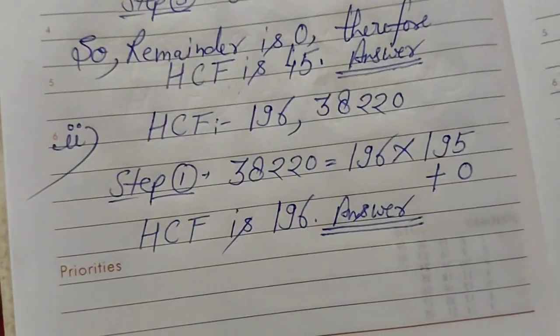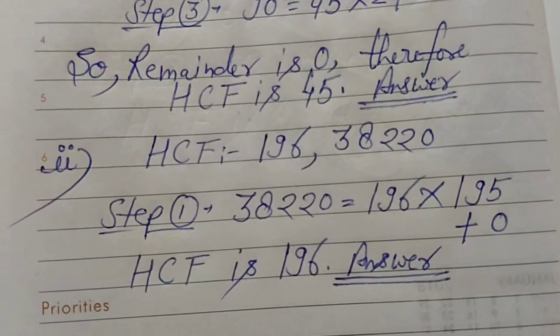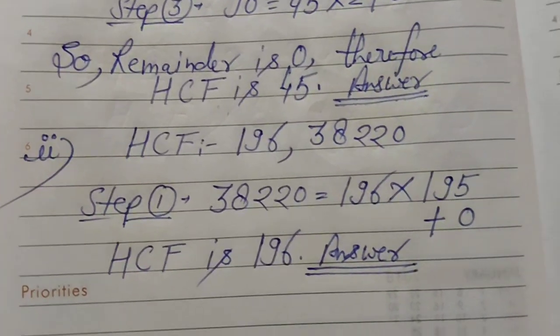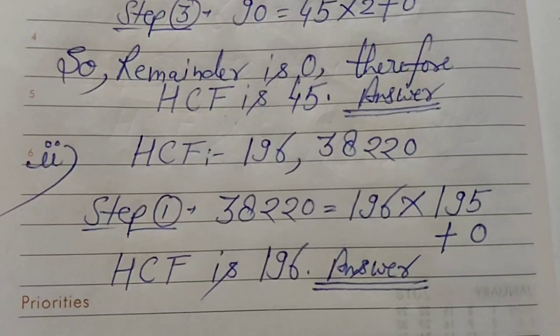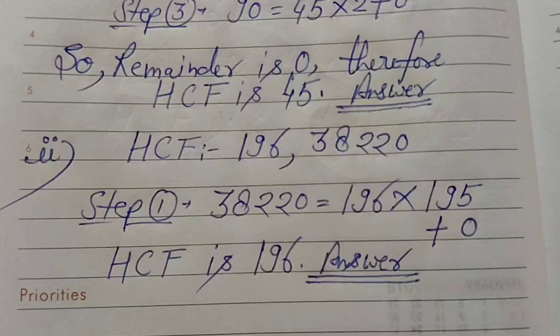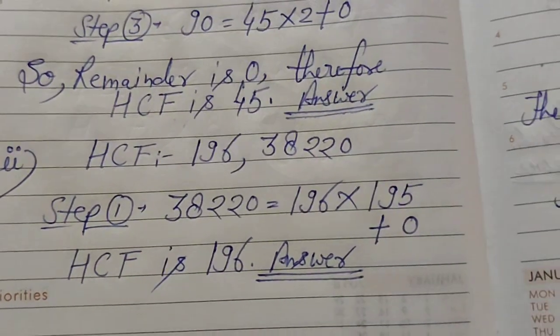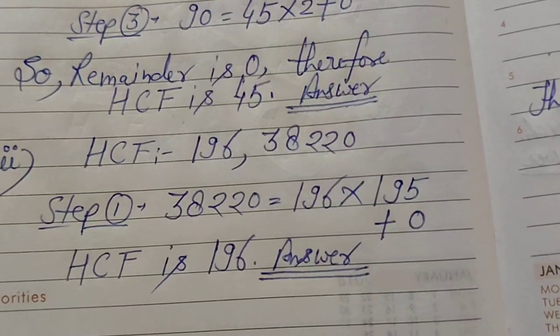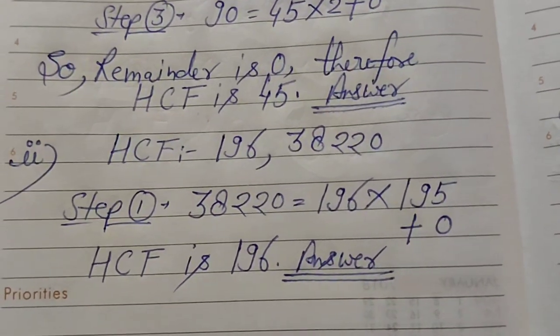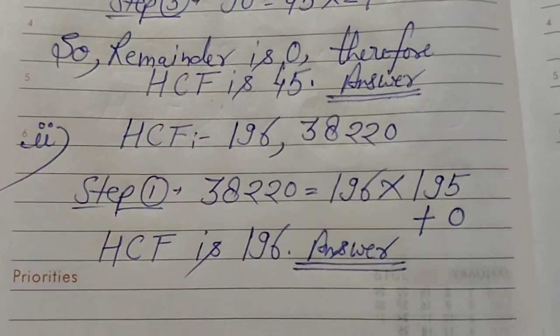Now the next part is the same. Find the HCF of 196 and 38,220. So we have to divide the bigger number by the smaller number in the first step. So divide by 196, we have quotient 195 and remainder 0. So in a single step, we found the HCF is 196 of both the numbers.